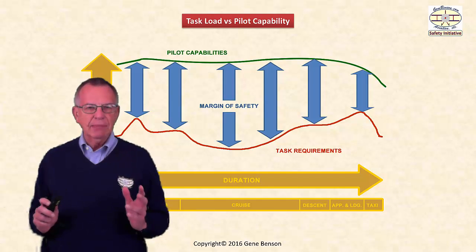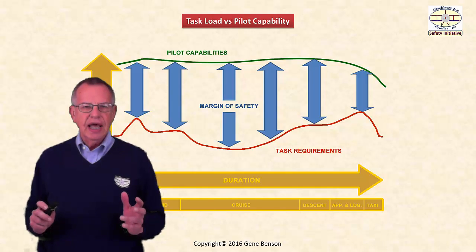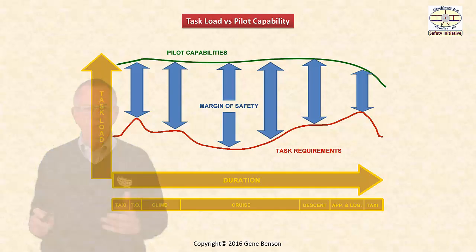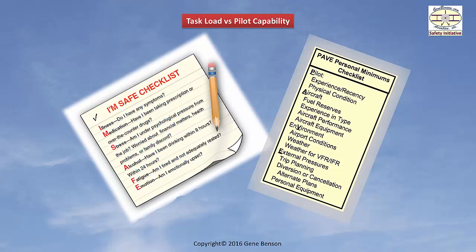If we honestly think about what the task load will be for the various phases of the flight, and then do an honest appraisal of our capabilities today, considering the PAVE checklist, including the I'm Safe checklist, we should be able to identify any areas in which the curves might come a bit too close together. I'm sure most of you are familiar with these, so I won't discuss them in detail now, but we can look at a few specific applications to the graph.